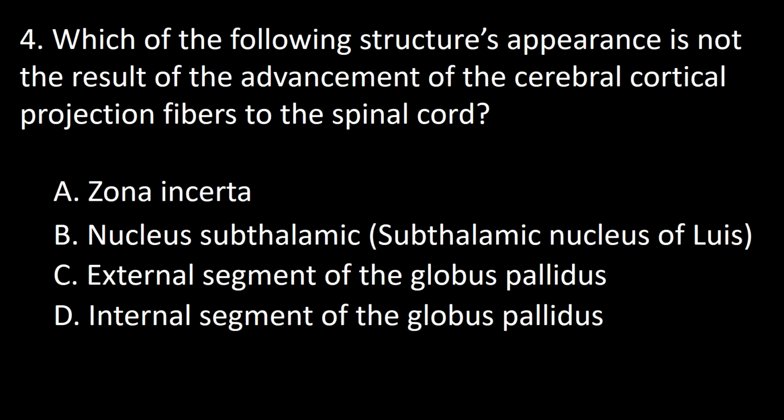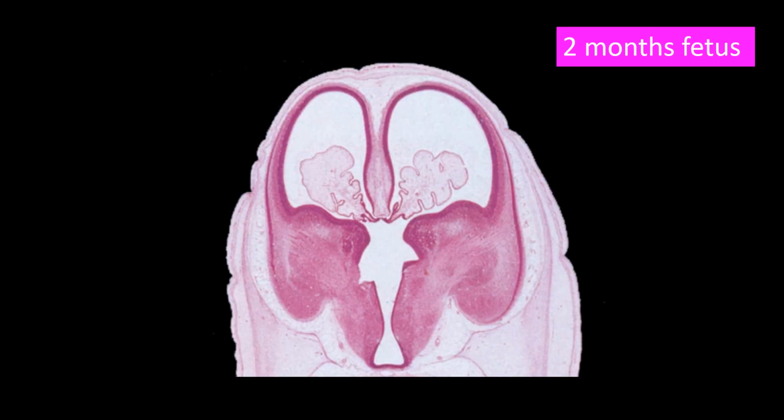Next question. Which of the following structures' appearance is not the result of advancement of cerebrocortical projection fibers to the spinal cord? A. Zona incerta. B. Nucleus subthalamicus. C. External segment of the globus pallidus. D. Internal segment of the globus pallidus.